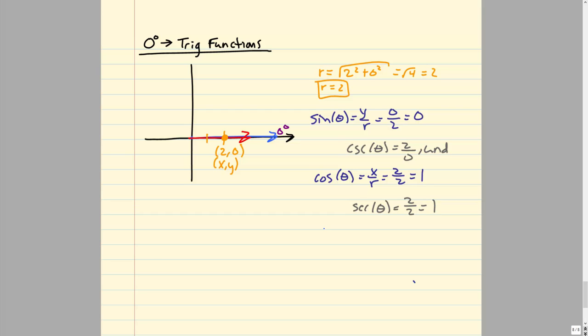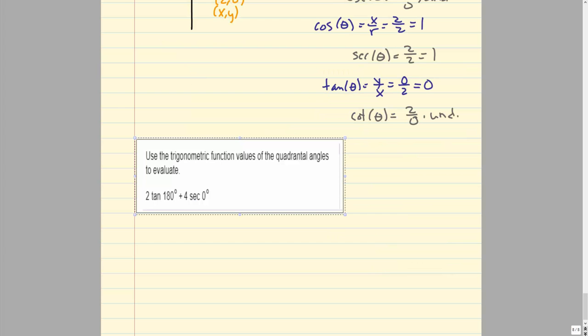And I can also find tangent. So the tangent of theta is y over x. And in this particular case, y is 0. 0 over 2 is 0. And the reciprocal of tangent is cotangent. So the cotangent of theta is x over y, or the reciprocal of tangent, would be 2 over 0, which is undefined. So whenever you're working with these quadrantal angles, like 0, 90, 180, 270, 360, or any multiples of them, what ends up happening is that you are going to get some of your trig values to be undefined.